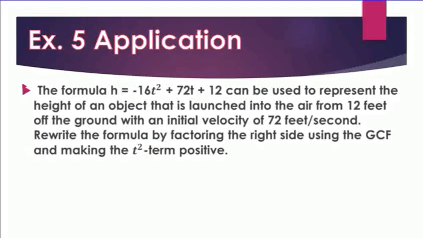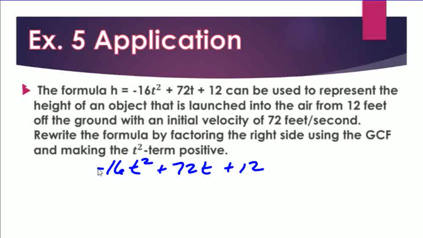And let's take a look at two application problems. The formula h equals negative 16t squared plus 72t plus 12 can be used to represent the height of an object that is launched into the air from 12 feet off the ground with the initial velocity of 72 feet per second. Rewrite the formula by factoring the right side using the greatest common factor and making the t squared term positive. Okay, so we need to factor out this, negative 16t squared plus 72t plus 12.